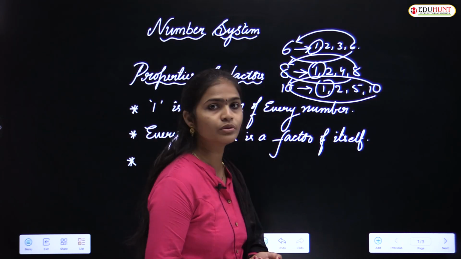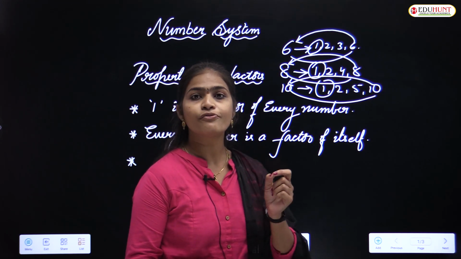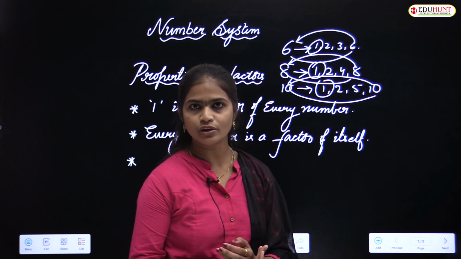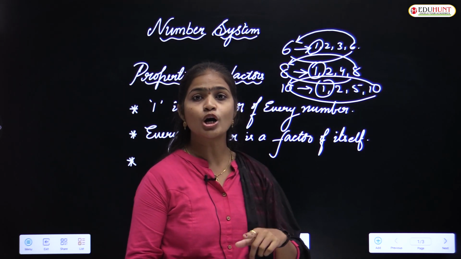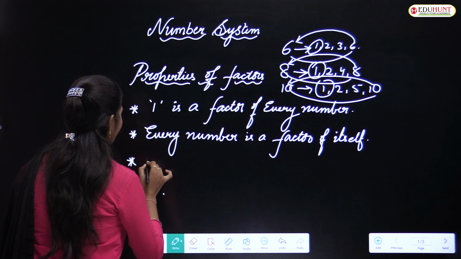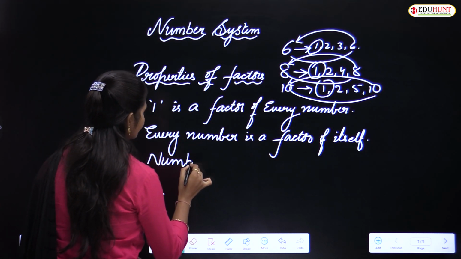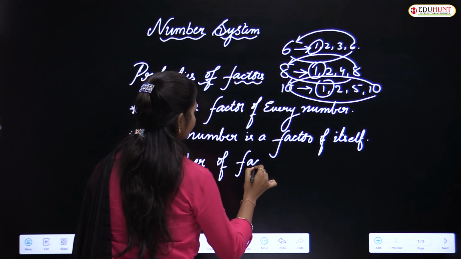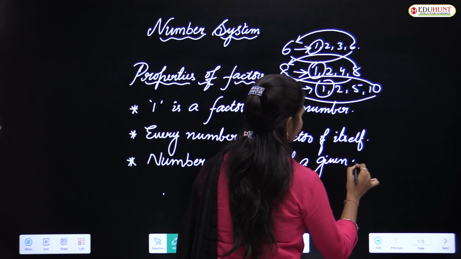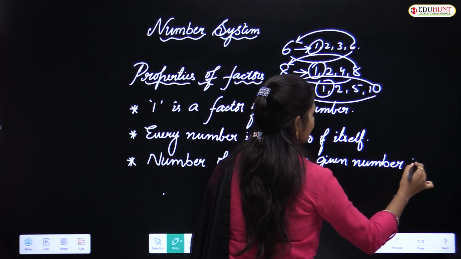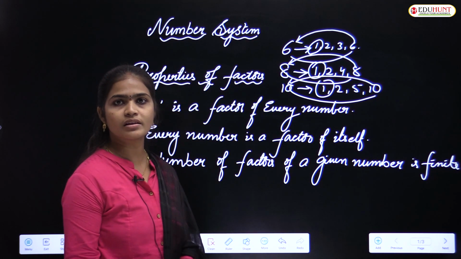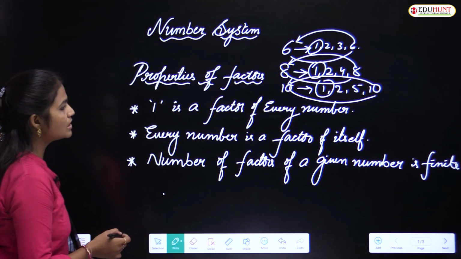If it is possible to count, then we can say those are finite. If it is not possible to count, then we will call that infinite. If it is possible to count, we will call that finite. If it is not possible to count, then we will call that infinite. So here the number of factors of a given number is finite. Finite means we can count how many factors are there for that given number. Okay, so these are very important.